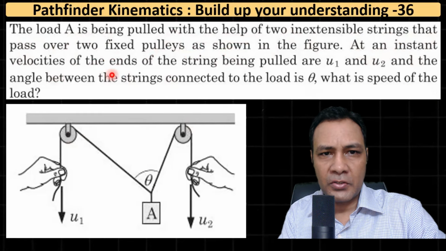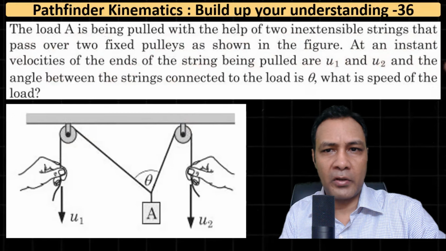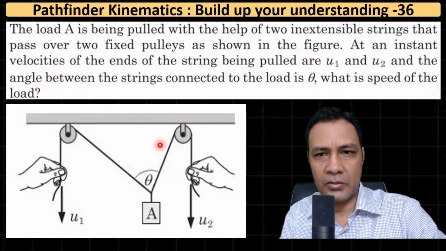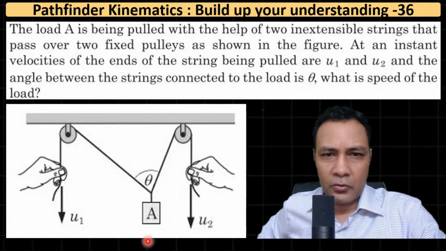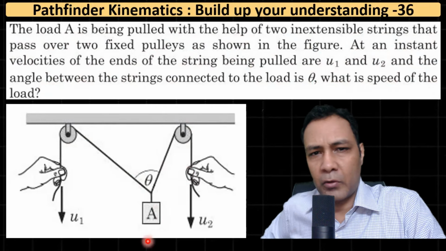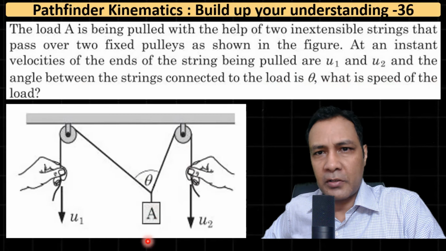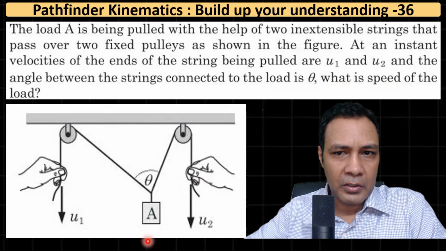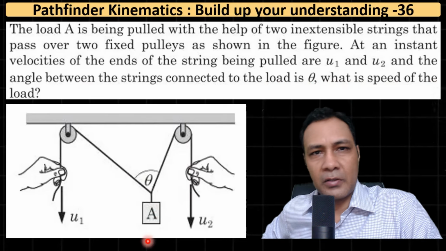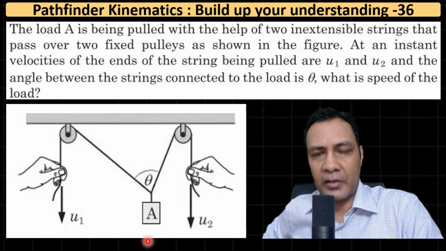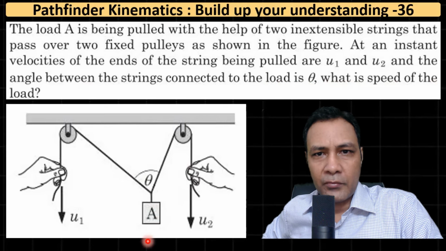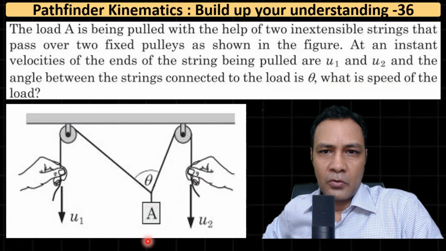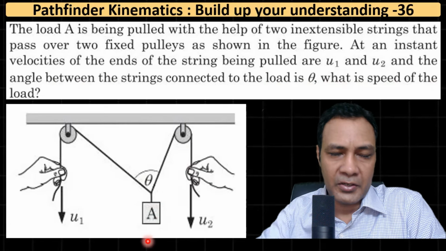At an instant, velocities of the end of the string being pulled are u1 and u2, and the angle between the strings connected to the load is theta. What is the speed of that load? So this is a question of a string constraint involving fixed pulleys, and obviously the strings are inextensible. So we will use the important result that in this case, where the pulleys are fixed and the strings are inextensible, the component of the resultant velocity of all points of the string along the length are same. So using that result, we will get the desired answer.